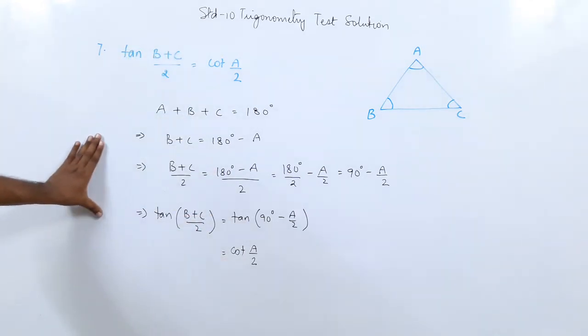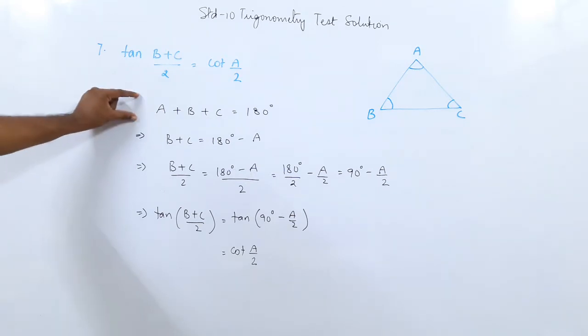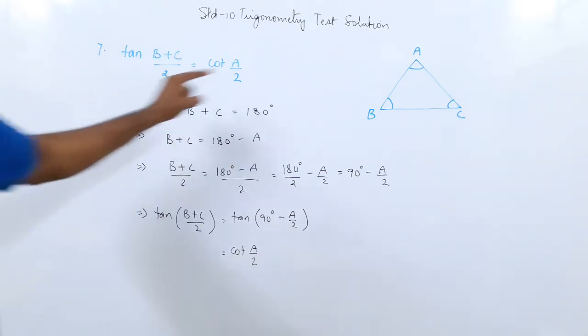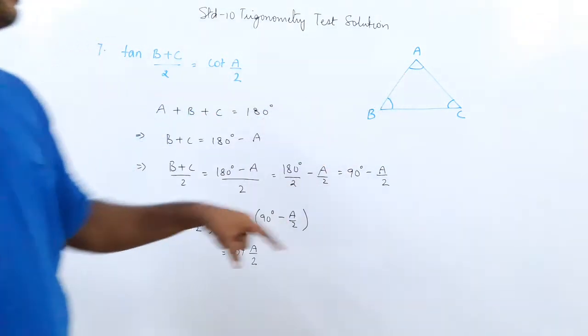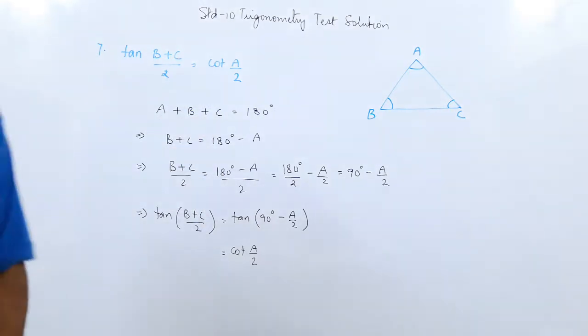So here this sum is also very easy. The only thing that should strike your mind is, because A, B, C are interior angles of a triangle, A plus B plus C equal to 180 degree. If you follow that step, then the sum is quite simple.